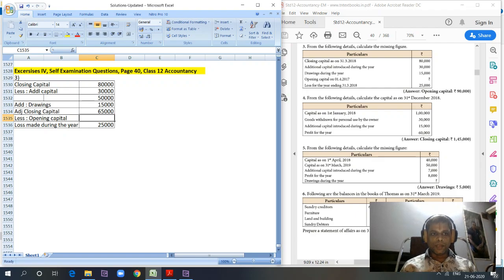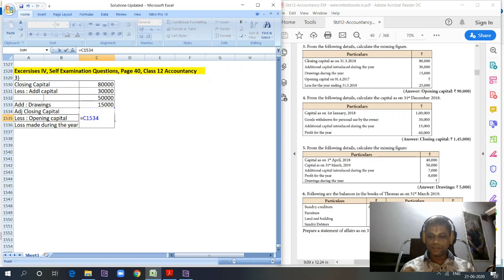So the opening capital is equal to adjusted closing capital plus loss made during the year. That is 65,000 plus 25,000, which is 90,000. Opening capital is equal to 90,000.